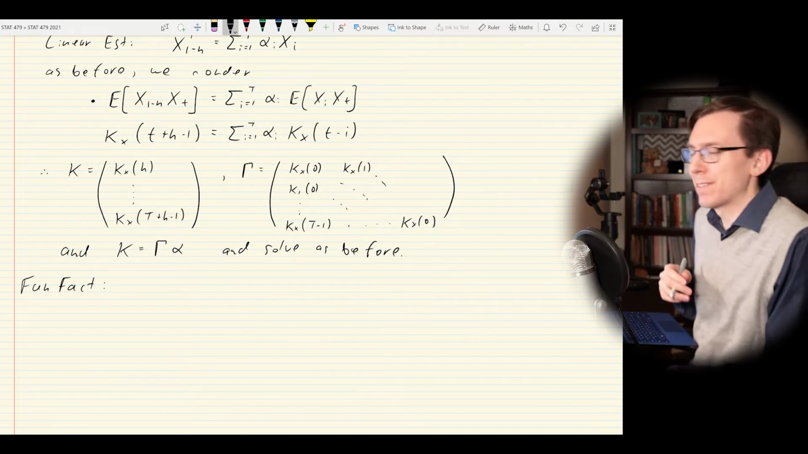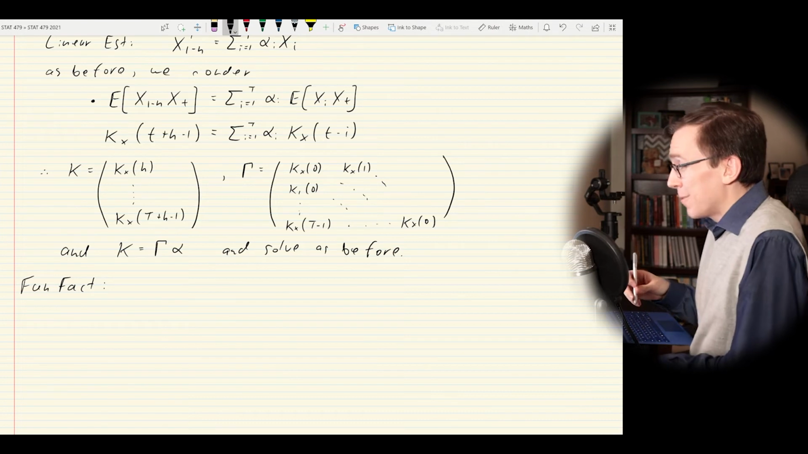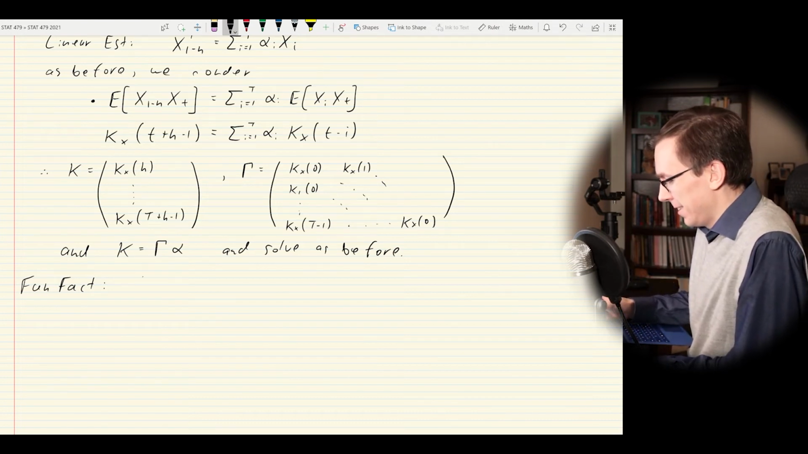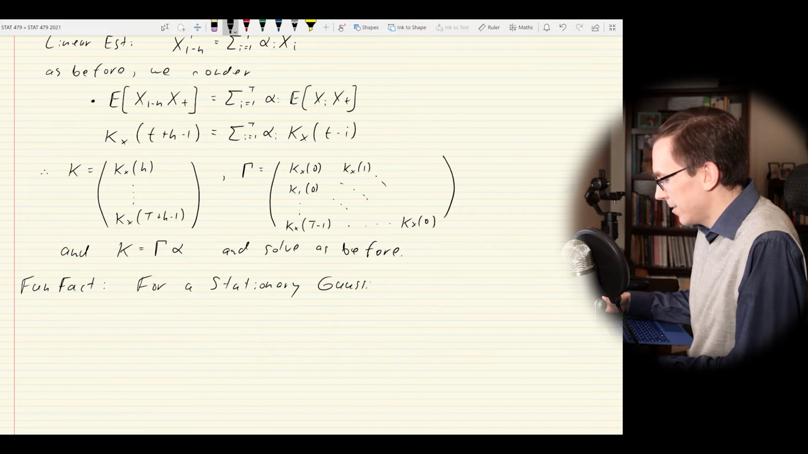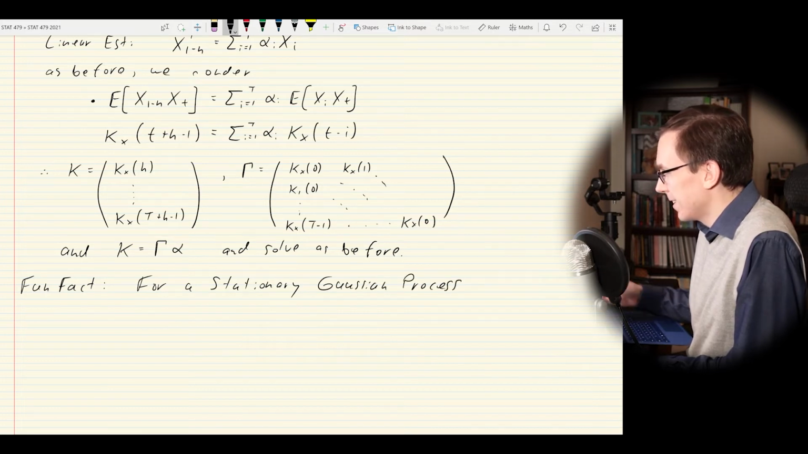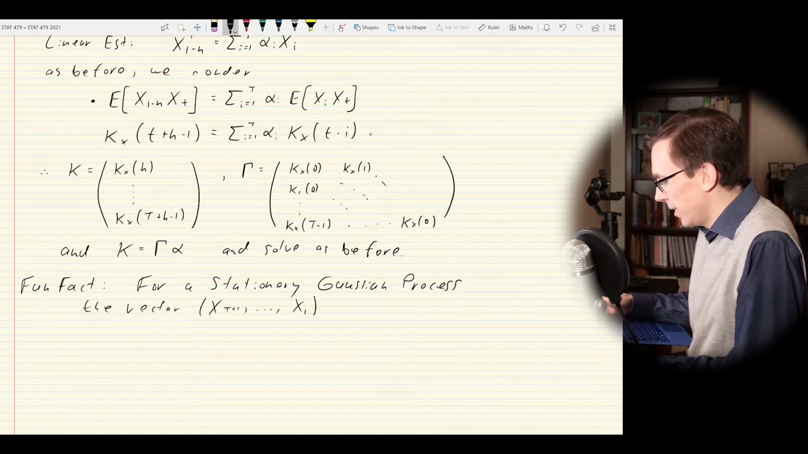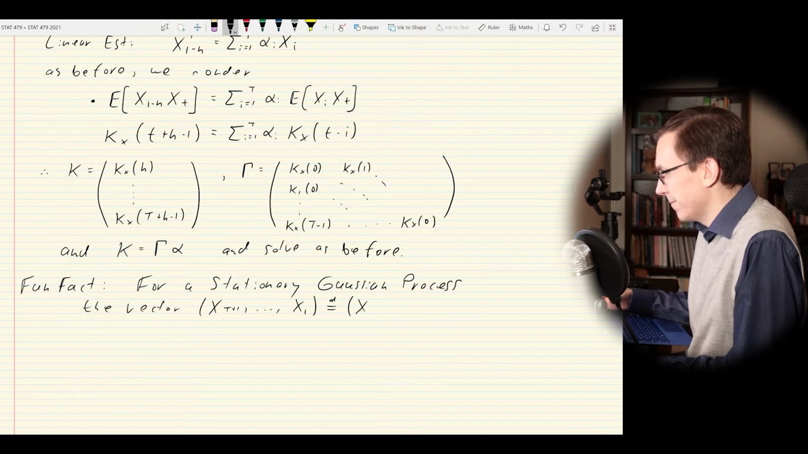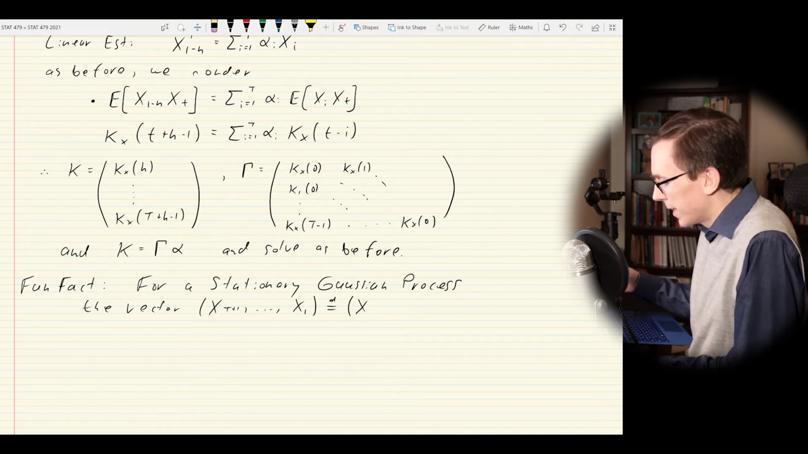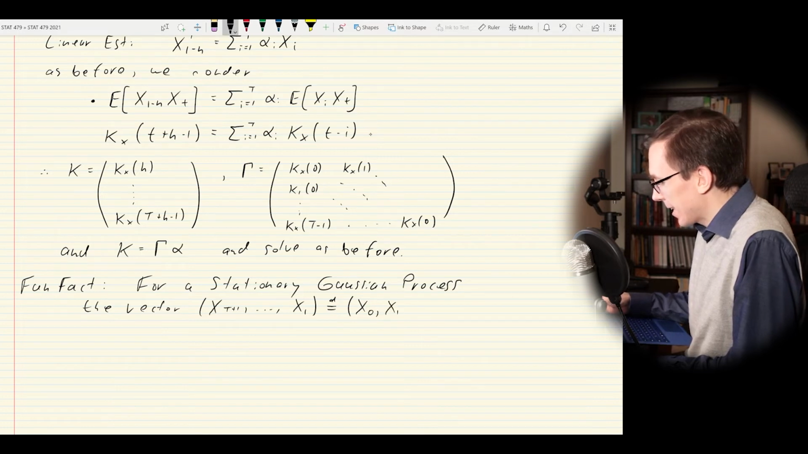which I think we have enough time to do. Excellent. So we have one more fun fact, and that is for a stationary Gaussian process, the vector x t plus 1 through x 1 is equal in distribution to the vector x 0, x 1, through x t.